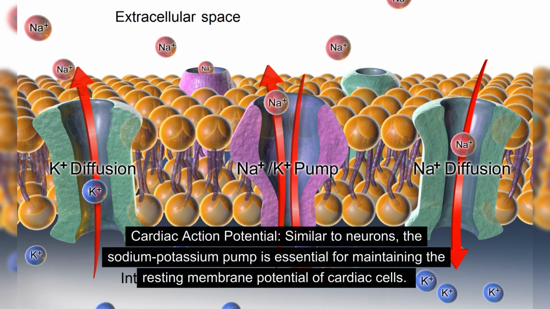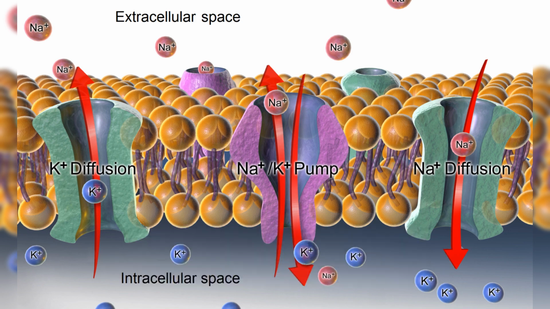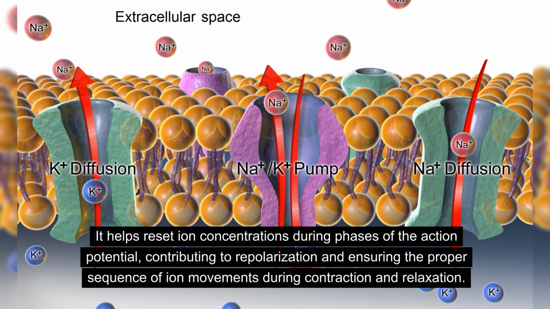Cardiac action potential. Similar to neurons, the sodium-potassium pump is essential for maintaining the resting membrane potential of cardiac cells. It helps reset ion concentrations during phases of the action potential, contributing to repolarization and ensuring the proper sequence of ion movements during contraction and relaxation.